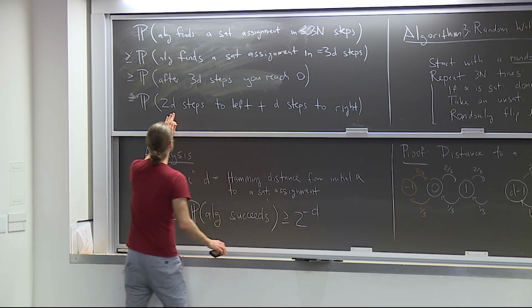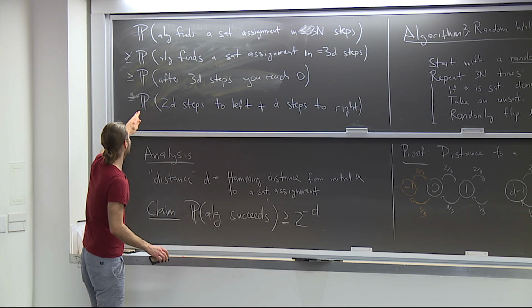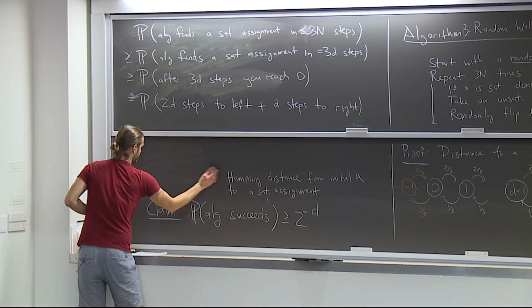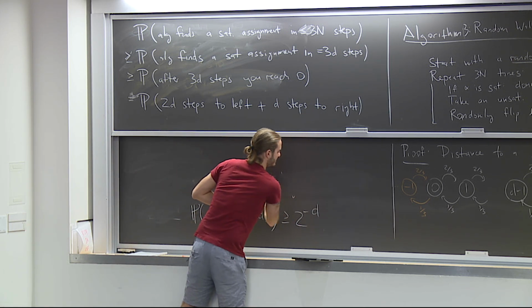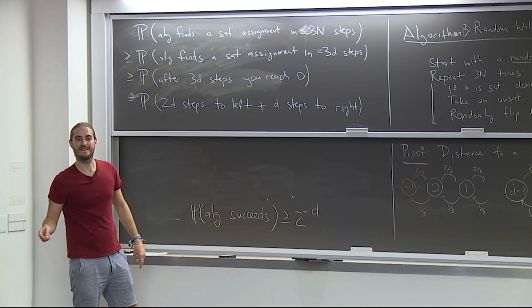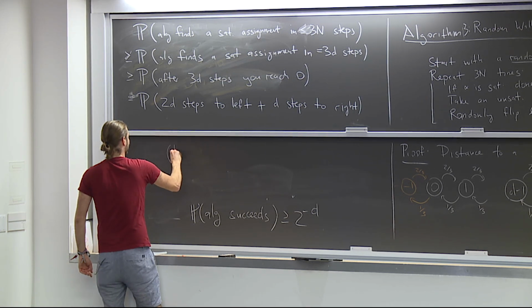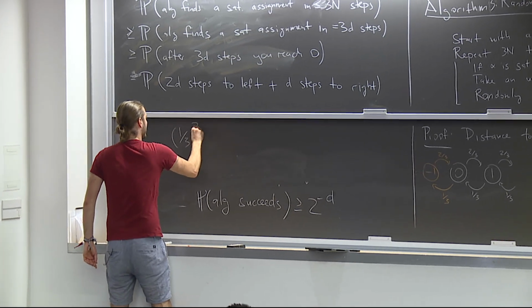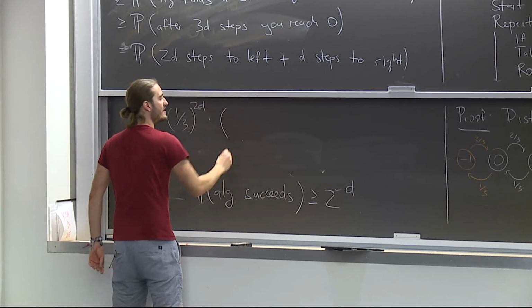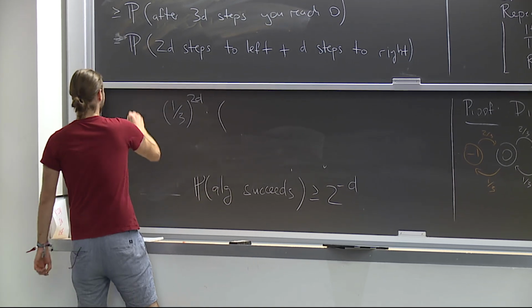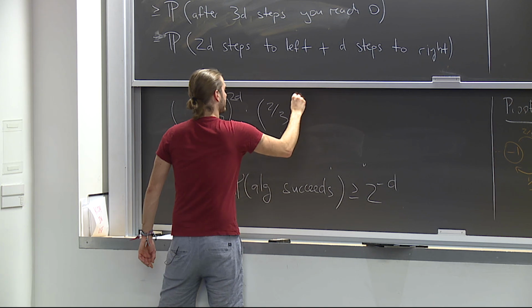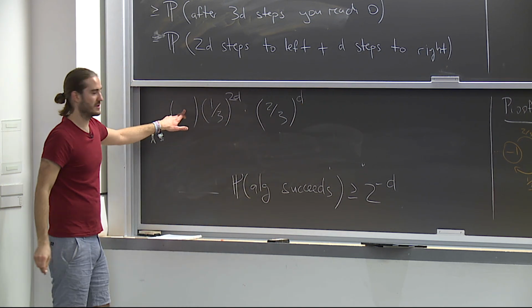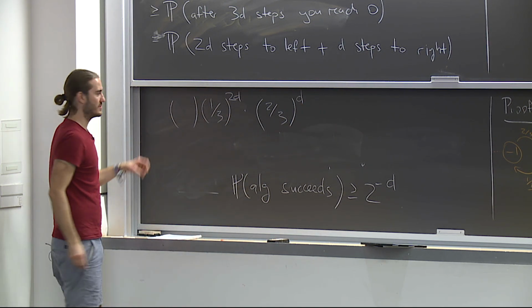Can you tell me what's the probability that this event happens? 1/3 to the 2d times what? And then you need a binomial coefficient. Good. And times what was that? 2/3 to the d. Yes. And what's the binomial coefficient? 3d choose d.